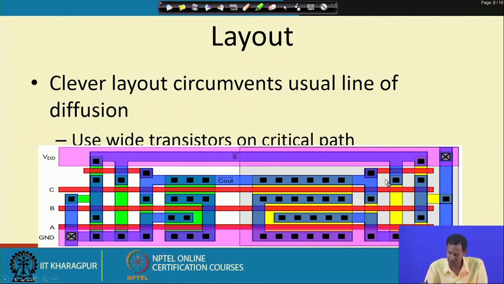After doing this, the information will be sent to the foundry, where the fabrication will be done. They will fabricate it on the silicon layer, or the silicon mask. After that you will get the corresponding chip which will work as a full adder.